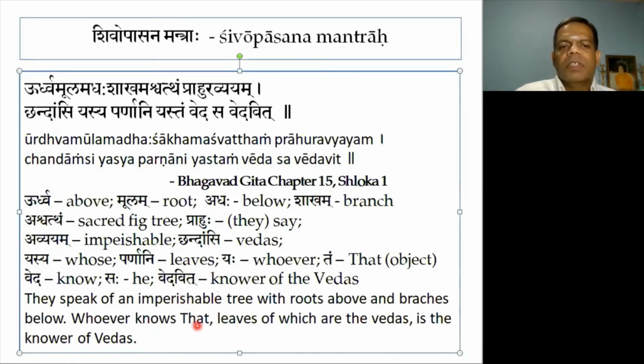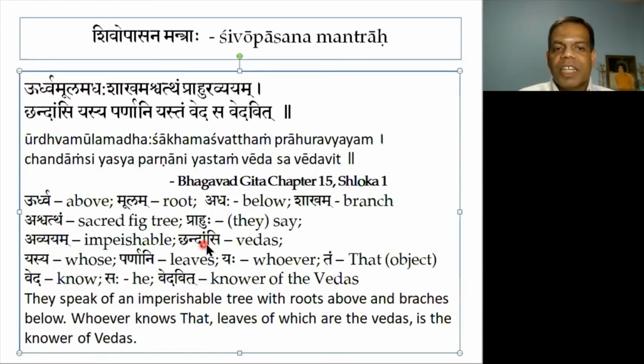So I'll just give the meaning. They speak of an imperishable tree with roots above and branches below. Whoever knows that, the leaves of which are the Vedas. So whoever knows, Yaha Tam Veda. Tam Veda means knows that. Yasya Parnani, whose leaves are the Vedas.